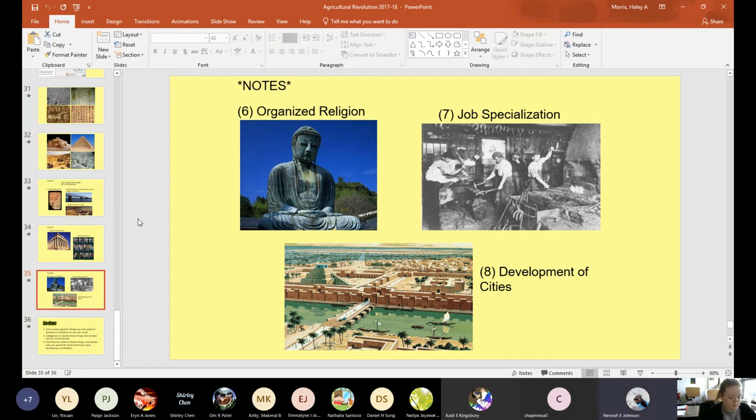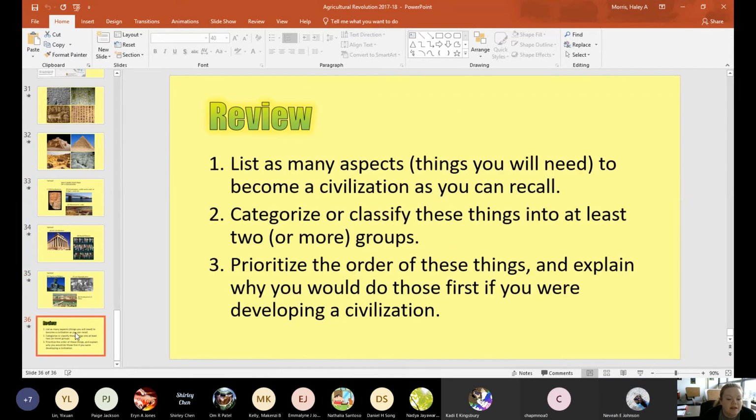Do we have to write sentences about these or? No, just write your answers in sentences. So like for the first one, you would say, the elements of a civilization are, and then whichever ones you wrote down. And then for number 2, you would just say the first group is, and then the second group is. And then number 3, you have to explain, because that one is explaining why you would do those first if you were developing a civilization. So on that one, you have to explain.